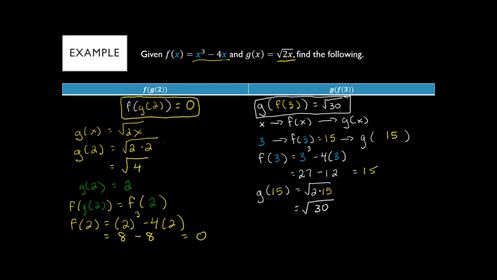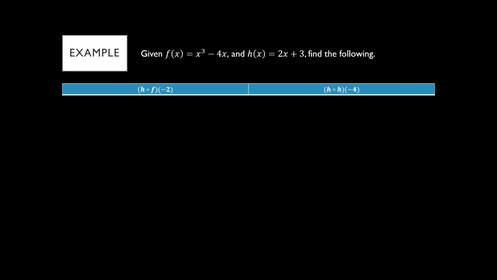I'm trying to find the best way to show the work and explain the work because it can be very confusing. So here's another one. This time we have H and F. The F function is the same function that we used in the previous example. H is a new one. And this time I'm using the circle notation so that you can get used to what the circle notation means.